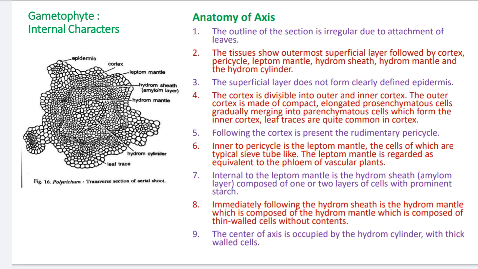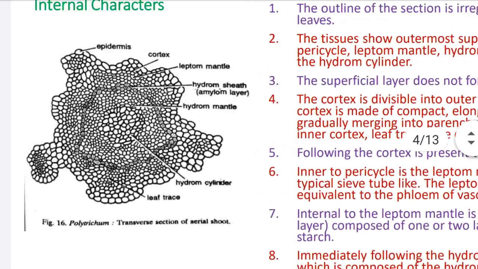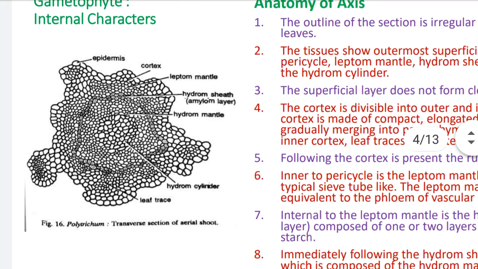Okay, so here the cells present in the inner side are composed of thin-walled cells. Number 9: the center of the axis is occupied by the hydrome cylinder with thick-walled cells. So in this way, this is the internal organization of the axis of the Polytrichum.